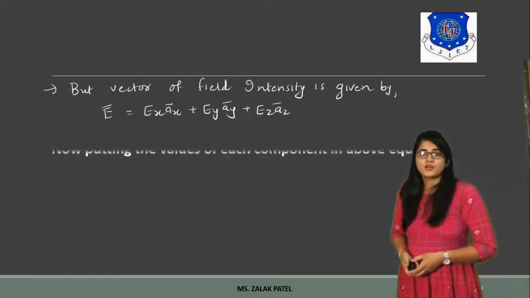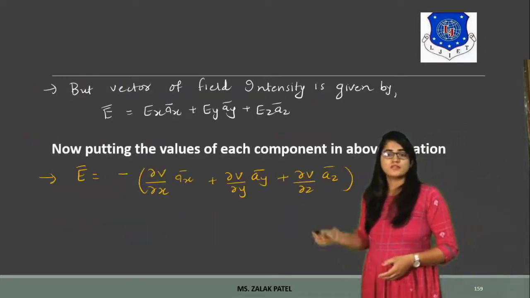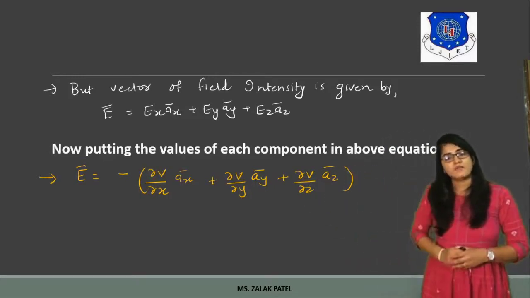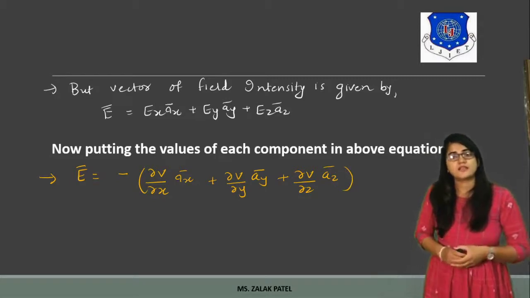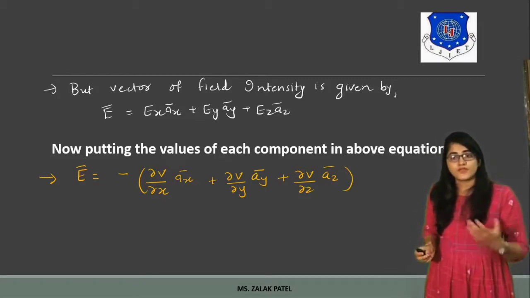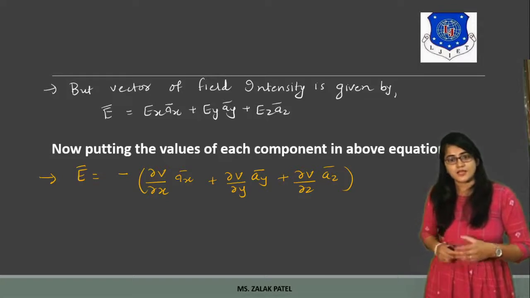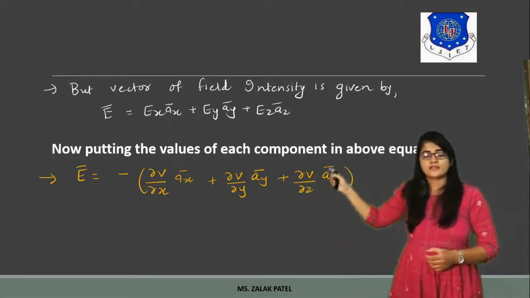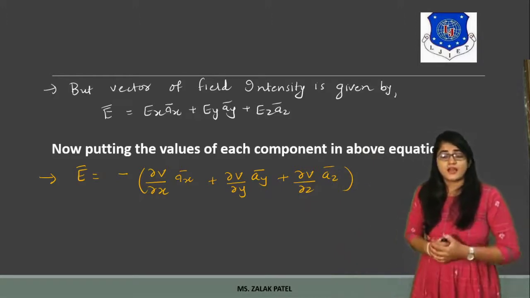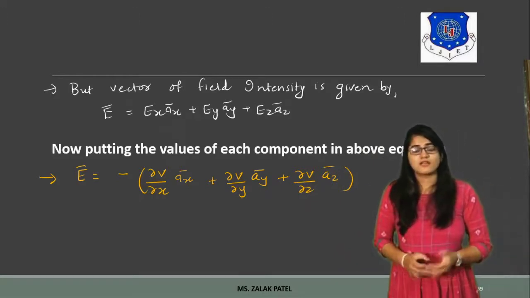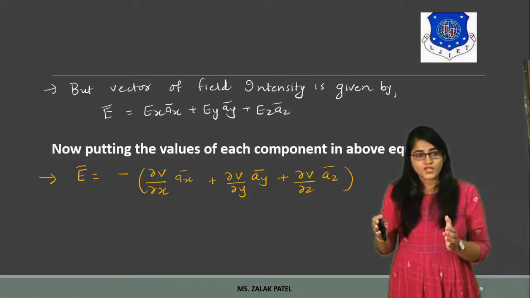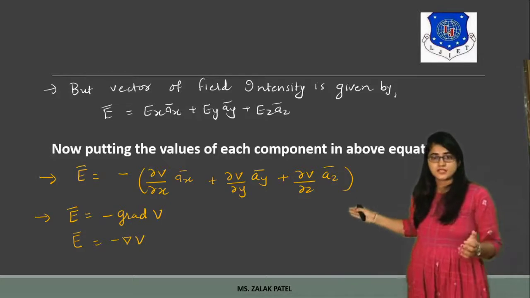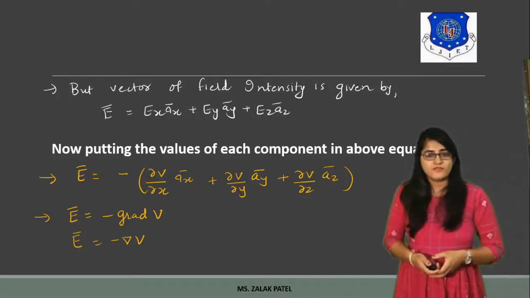So now, if we put all the values, then in place of Ex it is minus del V by del x. In place of Ey, it is minus del V by del y. And in place of Ez, it is minus del V by del z. So if we do this type of equation, then obviously del V by del x ax, del V by del y ay, and del V by del z az is nothing but the minus gradient V. Okay. So this is how we can get the relation between E and V, that is E is equal to minus gradient V, minus del V.